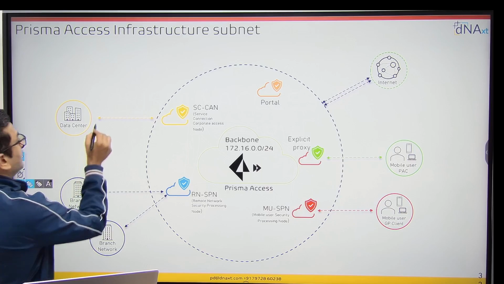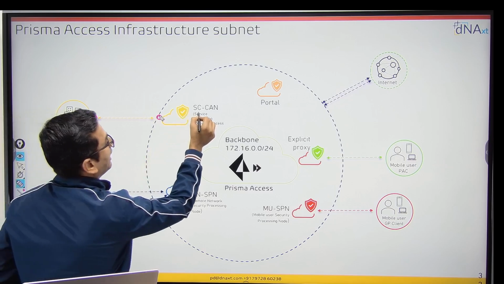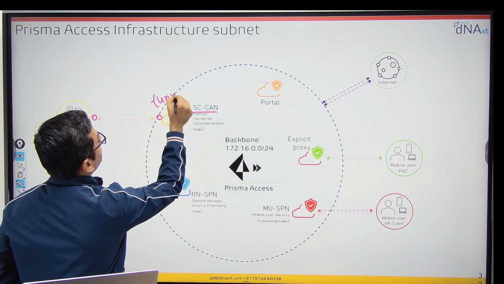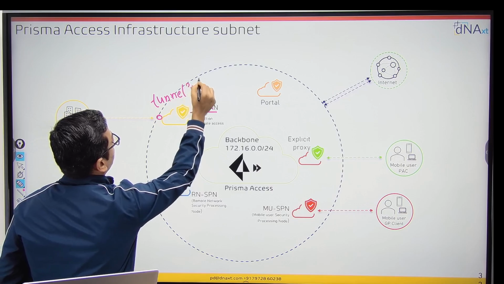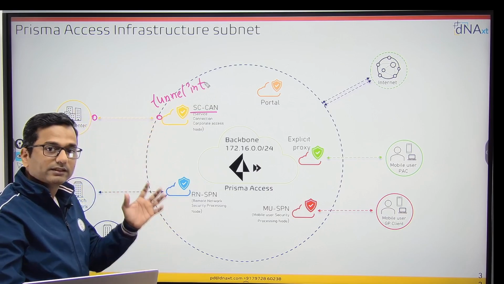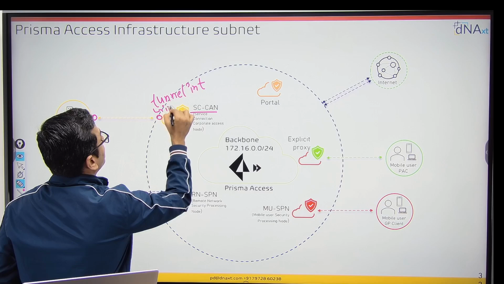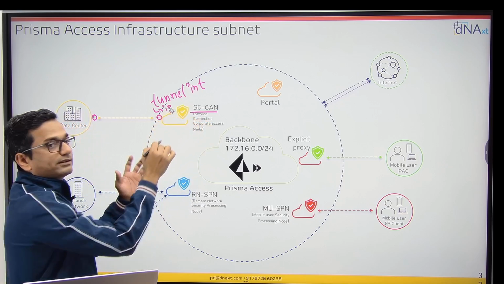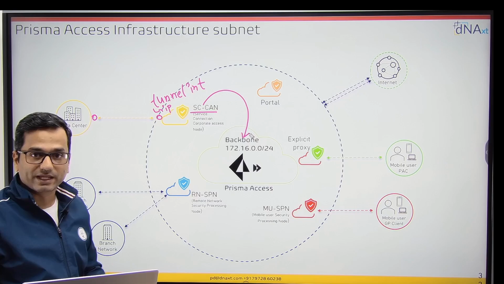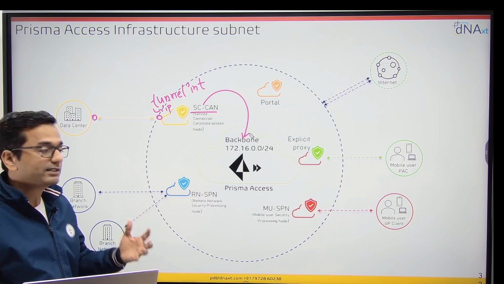If you have an IPsec tunnel between your on-premises firewall and your SC CAN, definitely you would require the tunnel interface. So if you want to monitor that tunnel, definitely you would require an IP address on the tunnel interface. So from where does Prisma Access pick this IP address? It will pick it from the infrastructure subnet. Clear? There are so many other purposes for the infrastructure subnet.